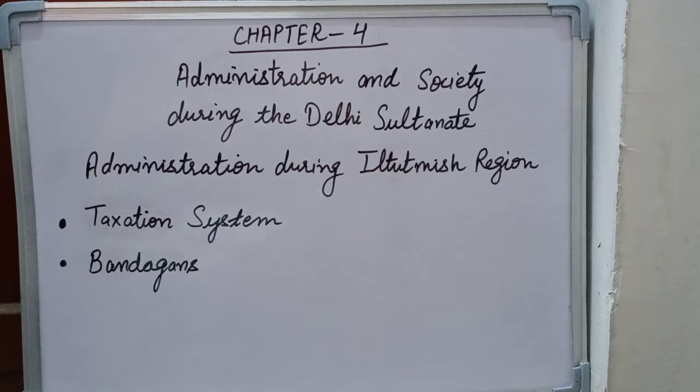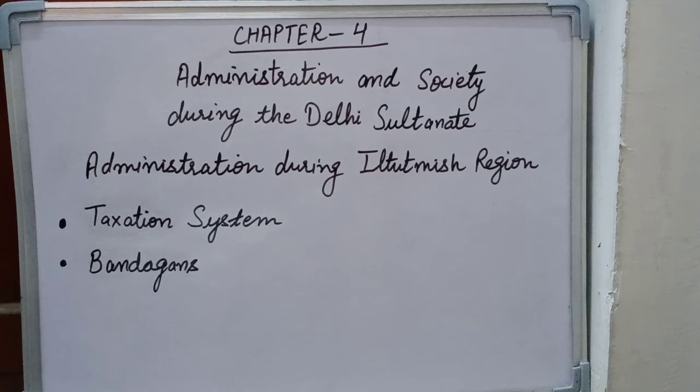Iltutmish also introduced a coinage system during his rule, and he was known as the first Muslim ruler to mint a coin, in the name of a god. He introduced two coins, silver tankas and copper jitals. Tankas were the currency used during the Delhi Sultanate, and jitals were copper coins, which became the model of coinage for the Delhi Sultans who came after him.